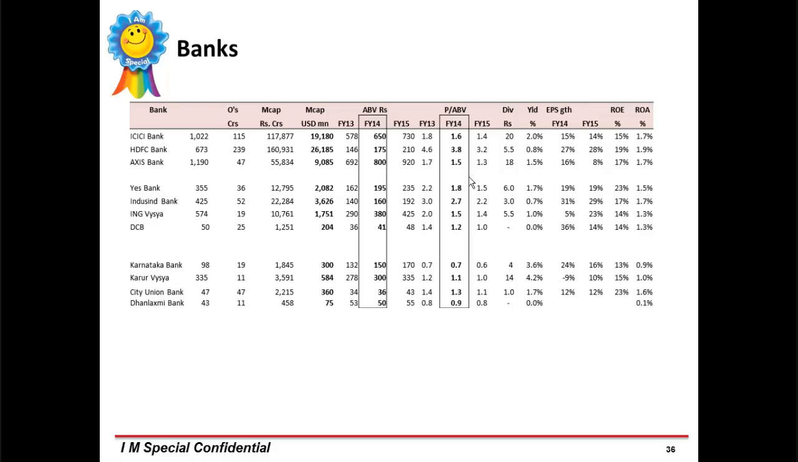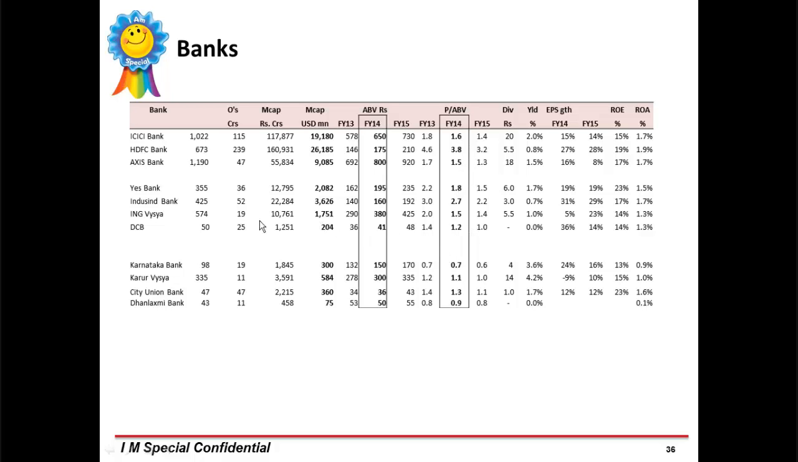ICICI Bank and Axis Bank have given a lot of money to the infrastructure sector, a lot of money to power companies, road companies, and the market perceives that some of these assets might turn bad, or they will have to write this off. That is why lower valuation. Otherwise there is no reason why they should not get a higher price to book of 2.5 times.